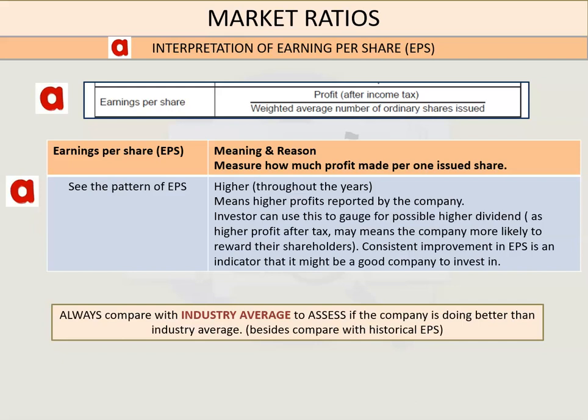Again, there is no set guide on what number is correct. But the meaning of this ratio is to measure how much profit is made per one share that is issued. Of course, you want EPS to be higher if you are an investor because it means there are higher profits reported by the company. Investors like this because higher profits perhaps would mean higher dividends, higher appreciation of share price, which will be good for them. And this is also a consistent indicator of the company's financial performance. Again, compare this with industry average. You want it to be higher.